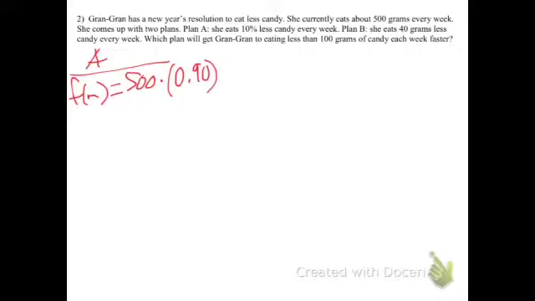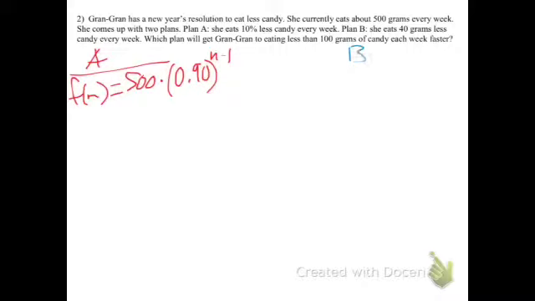Number 2 is about Gran eating less candy. Starting out at 500 for both of these different plans, 10% less or 40 grams less every week. Alright, Plan A, this is a geometric one. It's an exponential type situation. So we got 500 to start, and we're timesing by, well, if it's 10% less, you need to take 100% and take away 10%. So you're going to get 90%, which is 0.90 as your multiplier. And that's going to be our function there for that.